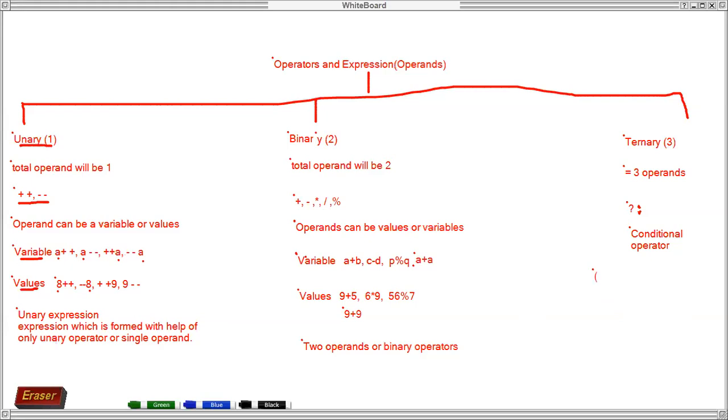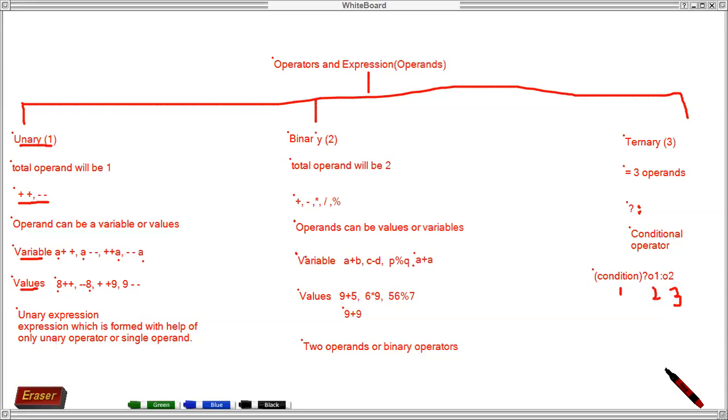Bracket, you have a condition, bracket close, question mark, output 1 colon output 2. So this condition becomes one operand, output 1 becomes another operand, and output 2 becomes another operand. This is how you have three operands: that is 1, you have 2, and you have 3. This is how your conditional operator works.